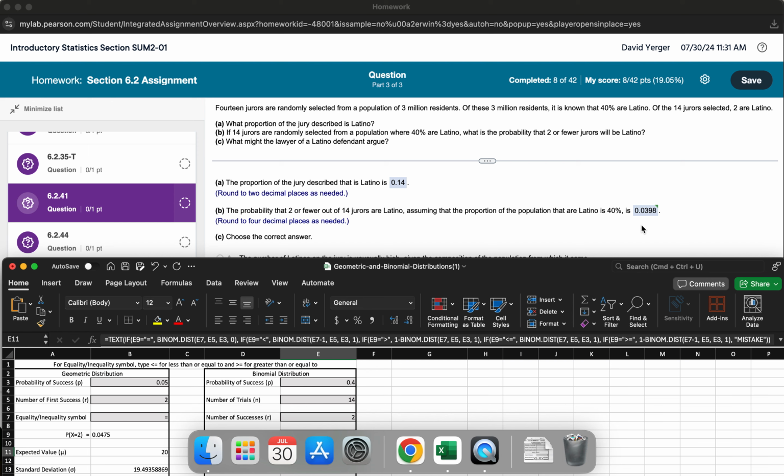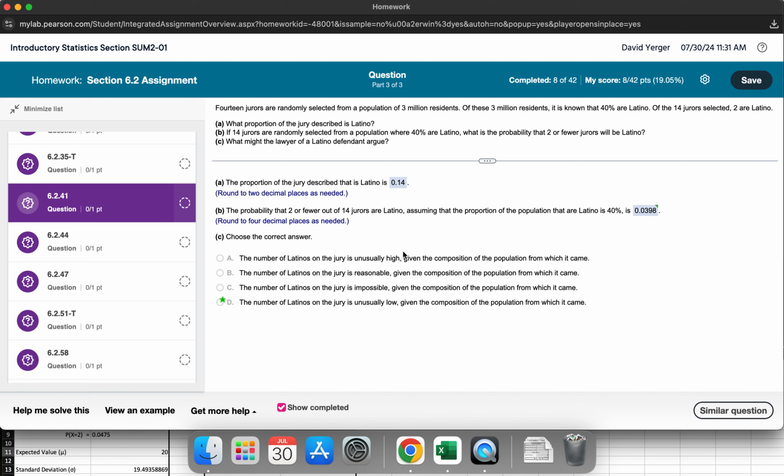So for 2 or fewer jurors that are Latino, if they're saying it came from this population, that probability would be just under 4%, which is a pretty low probability. There should probably be more Latinos among the selected jurors. And that's what this last question is asking. So it's unusually low.